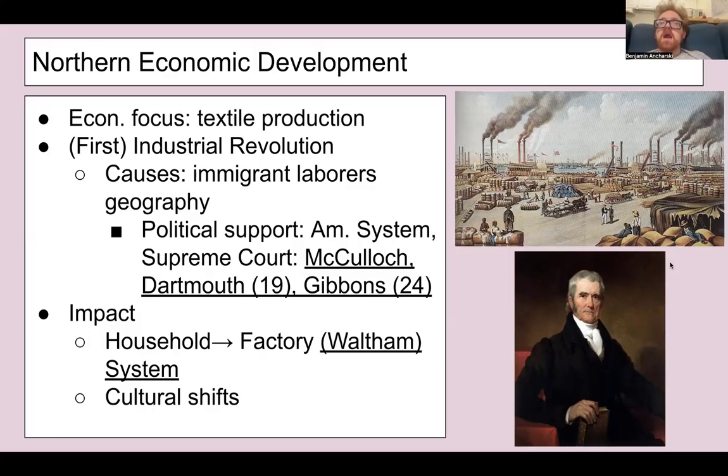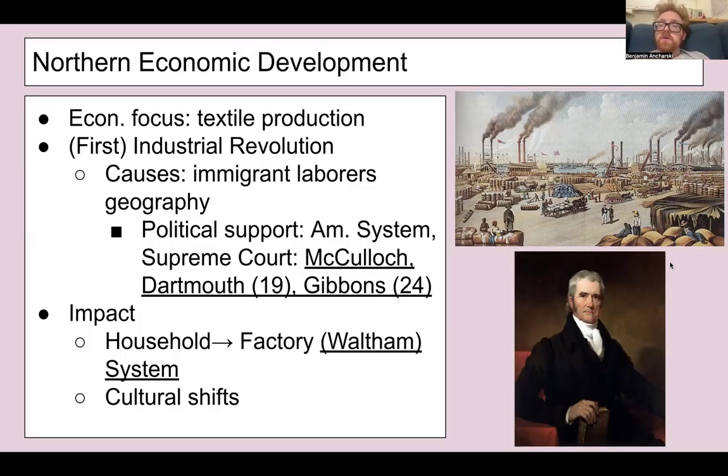Gibbons was a steamship captain who was granted a federal monopoly to do business in the New York, New Jersey area, whereas Ogden was granted a monopoly to operate by the state of New York. Ultimately, though, John Marshall is going to rule in favor of Gibbons. Gibbons was given a federal contract. He does business between states. Therefore, it's under the jurisdiction of the federal government.